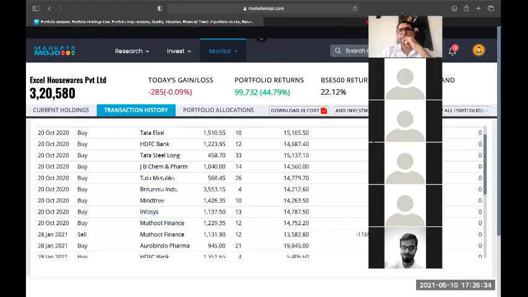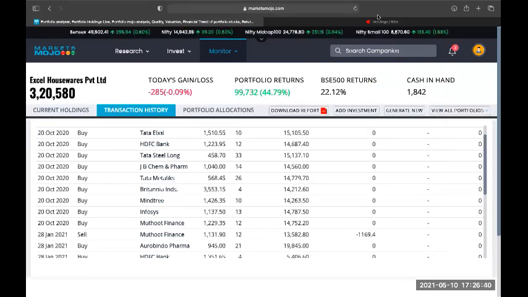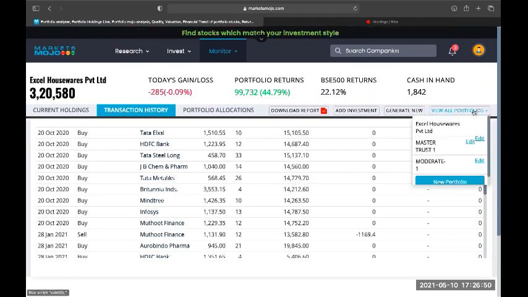Okay, another question is, are the charges from Market Mojo fixed for the entire term, or is there some limit, like I can select only one portfolio or two portfolios? No, you can create a maximum of 5 portfolios. If you see over here, I've already created my 3 portfolios.